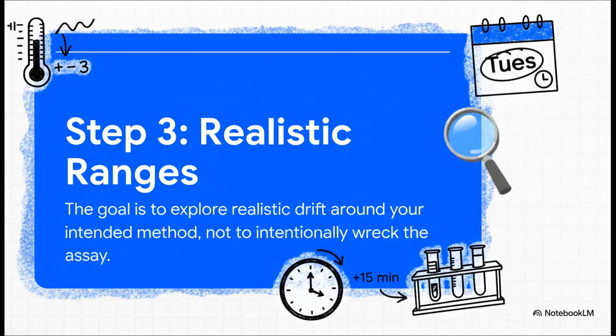Now, I really want you to focus in on step 3, because it is arguably the most important one. You have to choose ranges that reflect that realistic drift we've been talking about. We're not trying to push the assay until it breaks, no. We're testing a plausible temperature shift of, say, plus or minus 3 degrees, or an incubation delay of 15 minutes, things that could actually happen on a busy Tuesday afternoon.